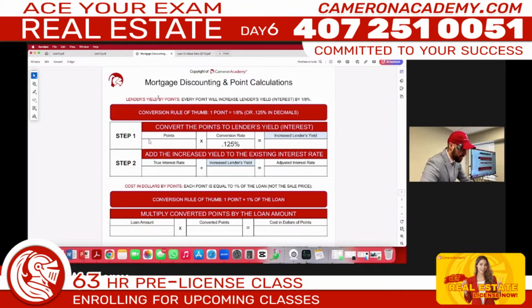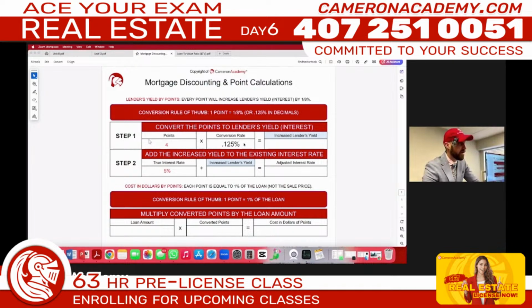When the lender makes yield through points, you got to remember this. Every point will increase the lender's yield interest by 1/8%. So if they charge you 1 point, that's 1/8% increase to your true interest rate, what you really qualify for. Let's just say you qualify for 5%. That's what you really qualify for. But the lender wants to charge points because they like to make more money off of you as much as they can. Let's say 4 points. I'm just making it up. How is that going to affect your true interest rate?